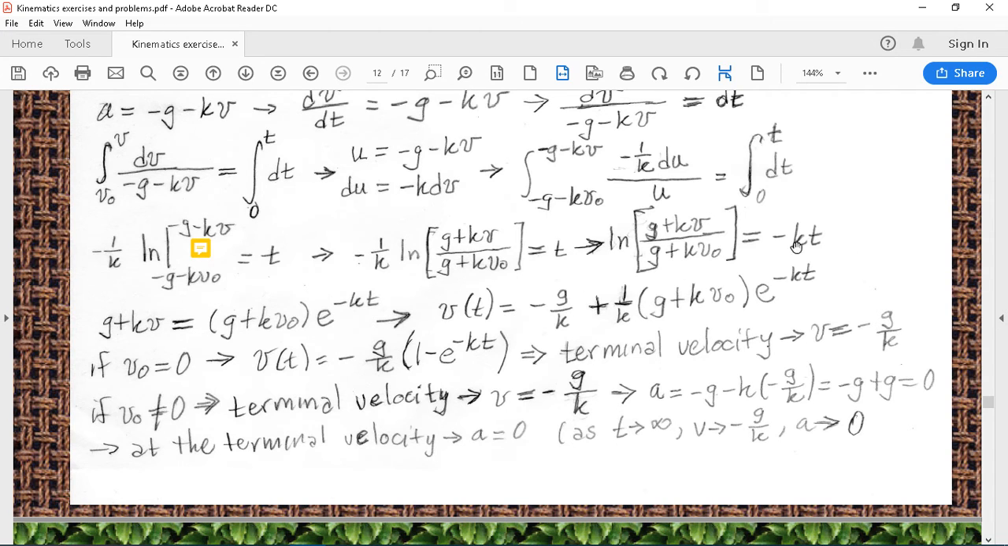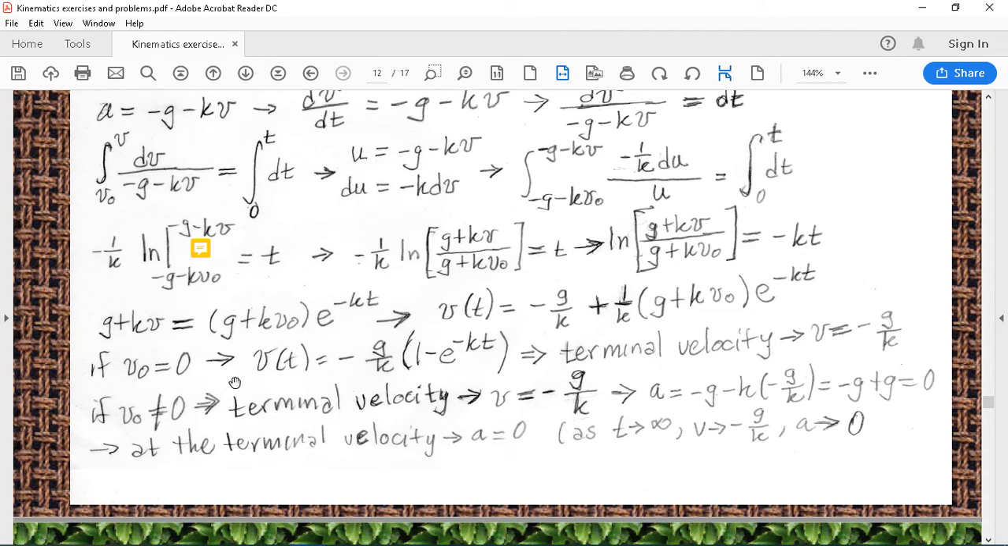So we send this minus k to multiply here, and we're left with the natural logarithm of g plus kv over g plus kv0 equals minus kt. So we evaluate the exponential on both sides. So we're left with g plus kv equals g plus kv0 times e to the minus kt, or exponential of minus kt, after sending this over to multiply to the right side. Then sending the g to the right side, so it changes sign, and sending this k to divide, we are left with this expression here.